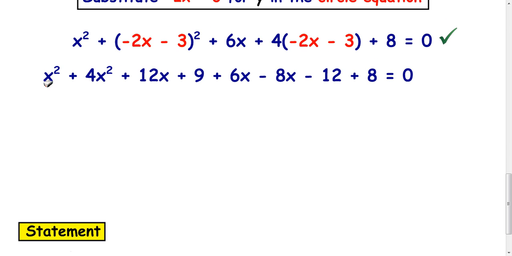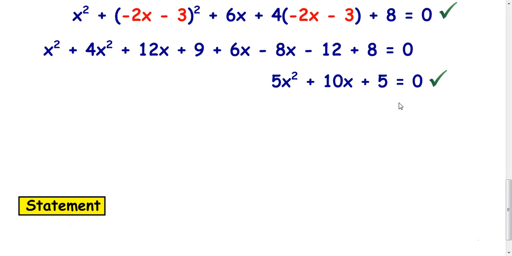So collecting the terms up here, we've got 5x squared, so that's our first term. The x's, you've got 12 plus 6, take away 8, which makes 10. And then the numbers, you've got 9 add 8 if you like, which is 17, take away 12, which is 5. We'll get a mark for doing that.